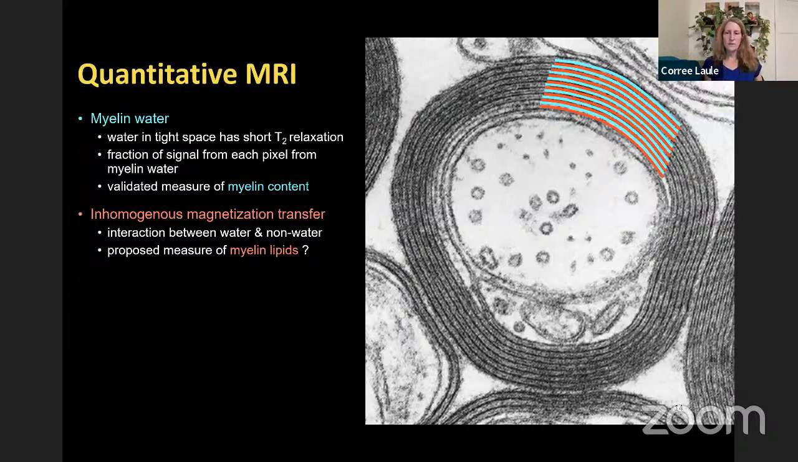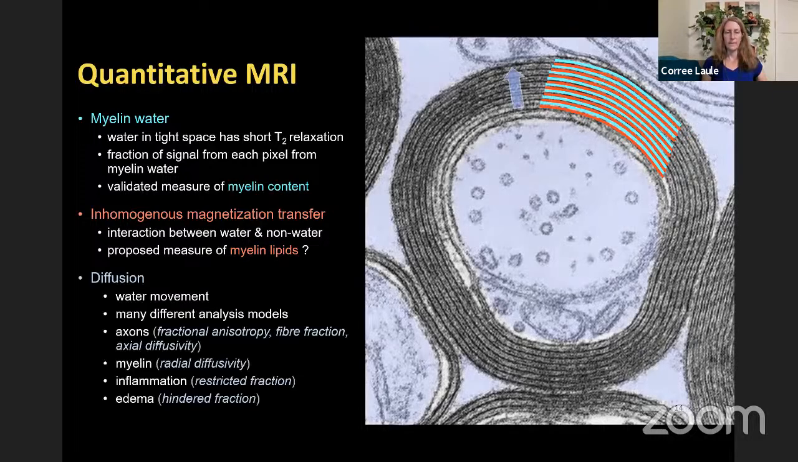Another technique that we're using in this study is inhomogeneous magnetization transfer. So magnetization transfer essentially looks at how the water and the non-water are interacting. And this more sophisticated approach of IHMT is proposed to be more specific to myelin lipids, but there really hasn't been a ton of work in this area yet.